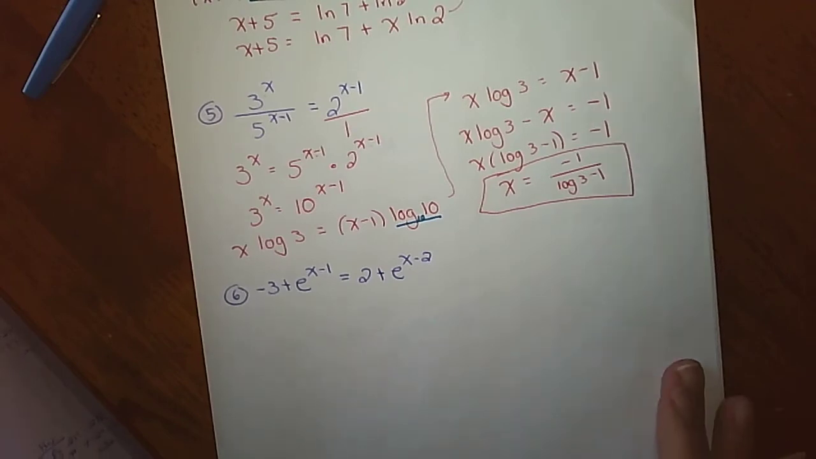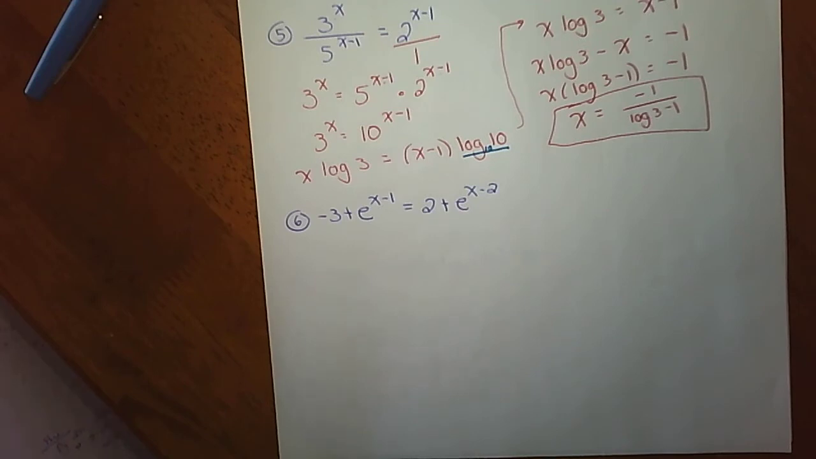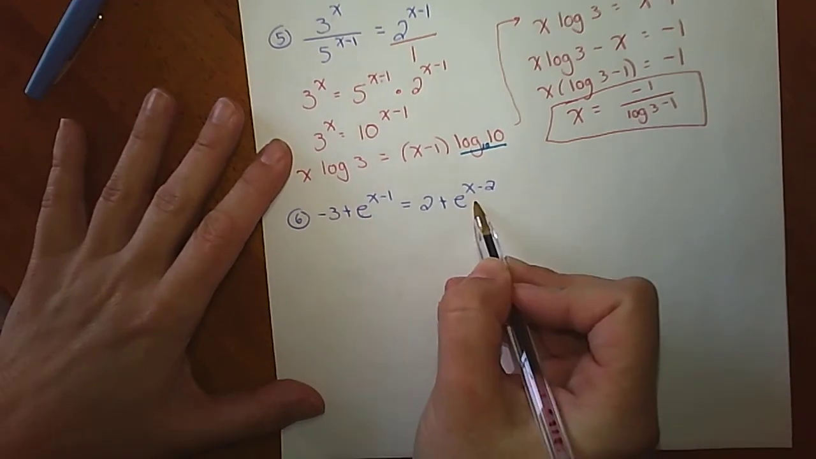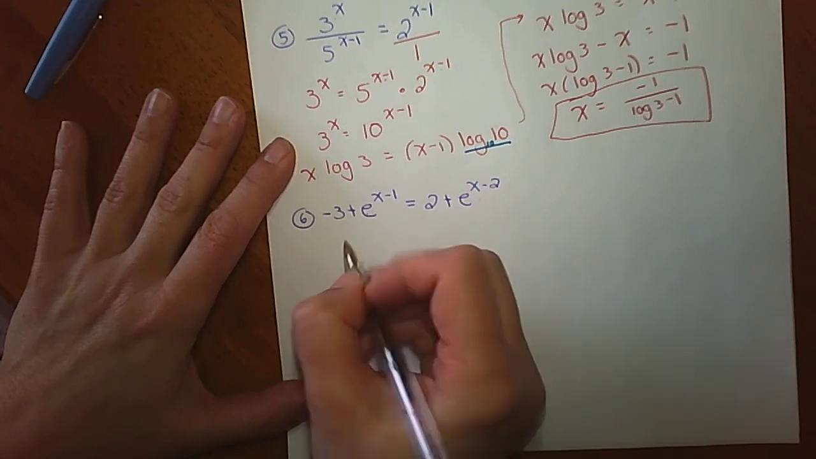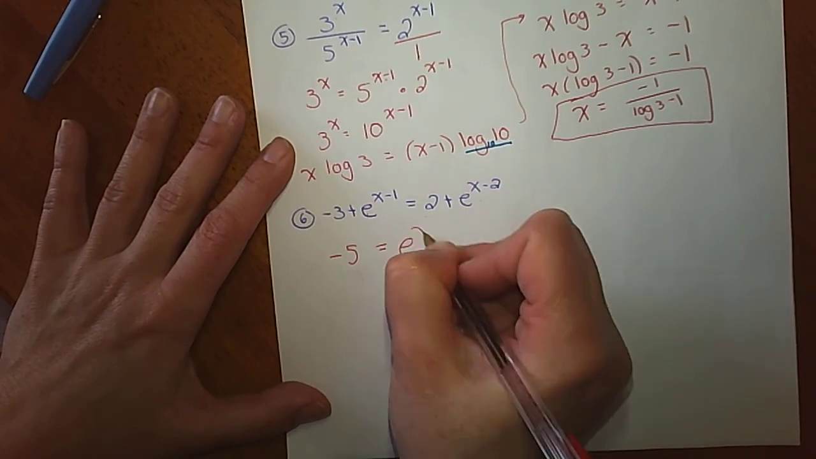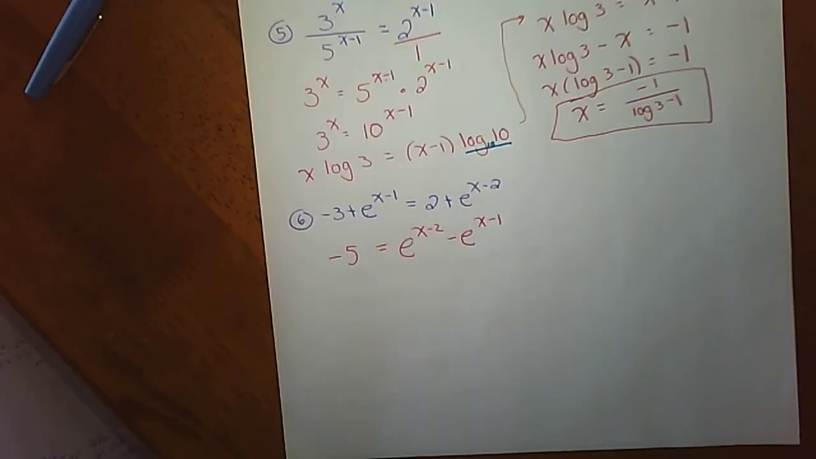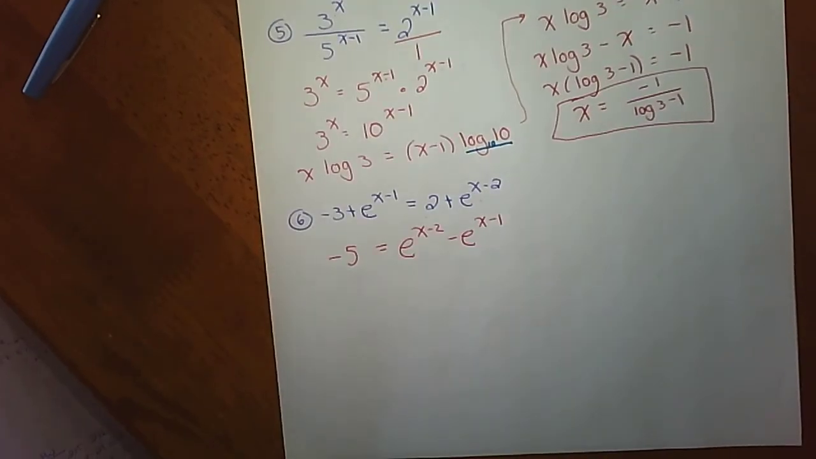Okay, now let's look at this next sucker. He's interesting. Look at that. All right, so what is your gut feeling that you want to do? And I'm hoping you're saying, hey, let's get the 2 and the 3 together, and maybe e's together. So what if I subtract him over to this guy and subtract him over? So if I subtract the 2 over, it becomes negative 5. And if I subtract this guy over, it's e to the x minus 2 minus e to the x minus 1. So I got everything with numbers, the plain constants on one side, the exponential functions on the other.